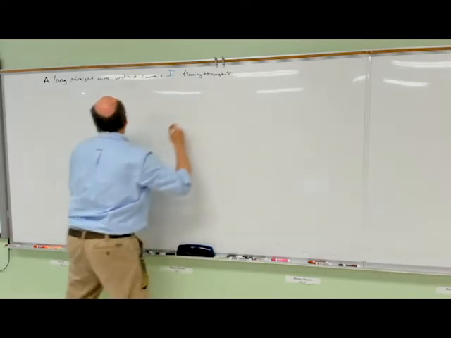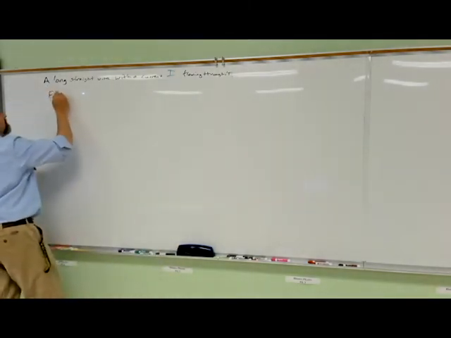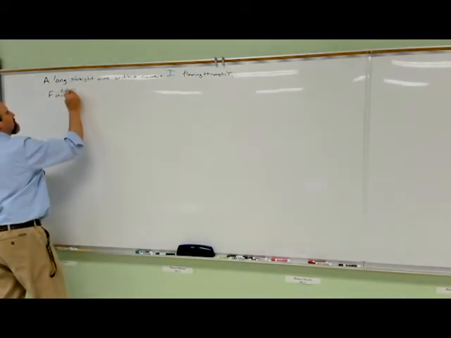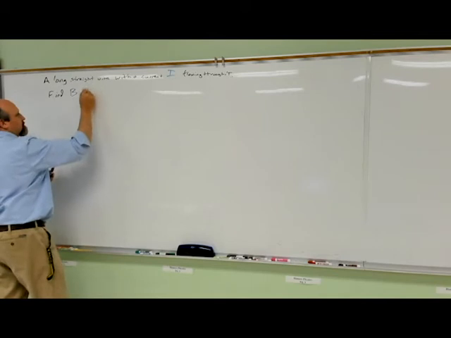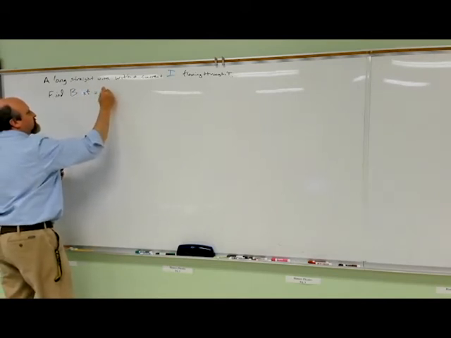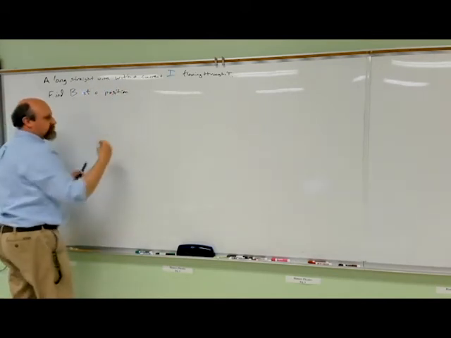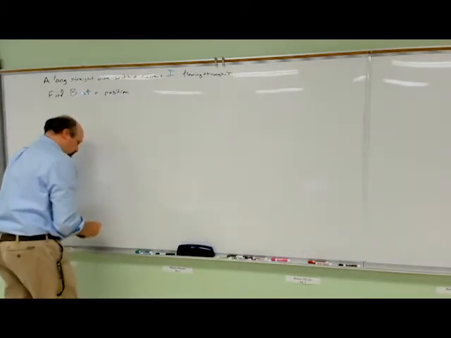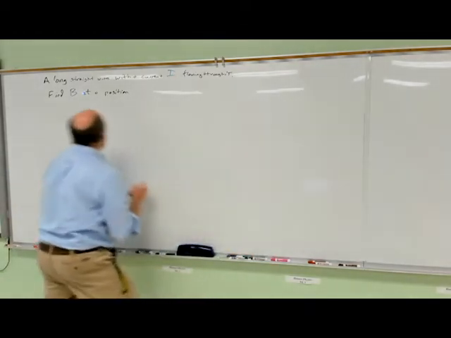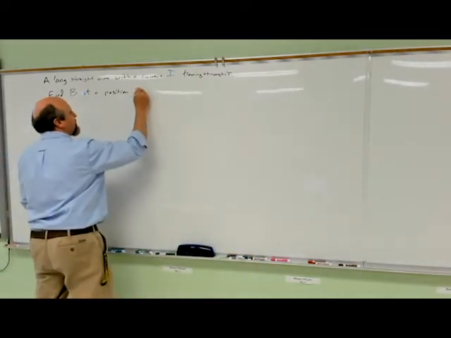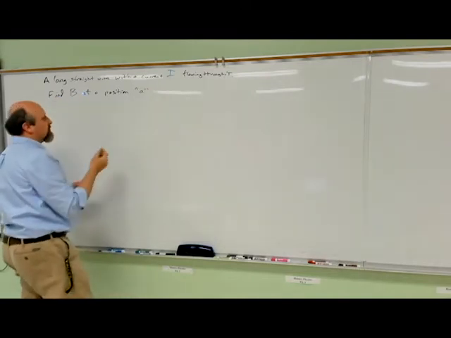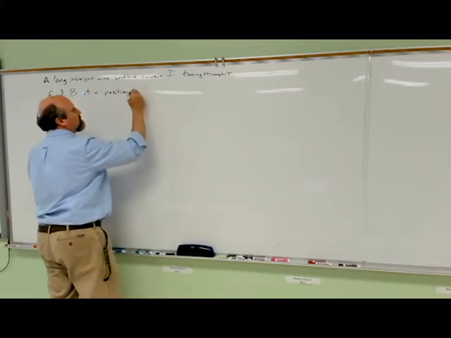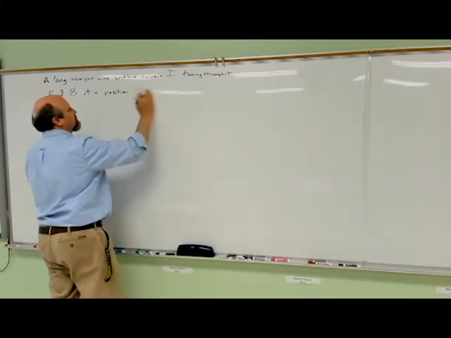And what we want to do is find the magnetic field strength. Okay, so we want to find B at a position some distance away. What do we want to call that distance? Let's say we'll call it a, distance away.